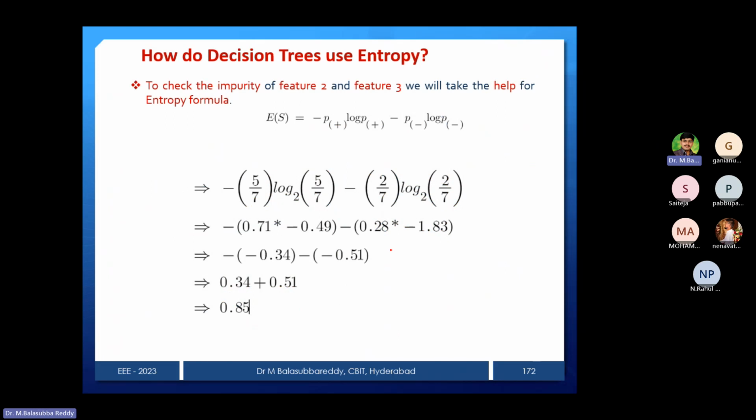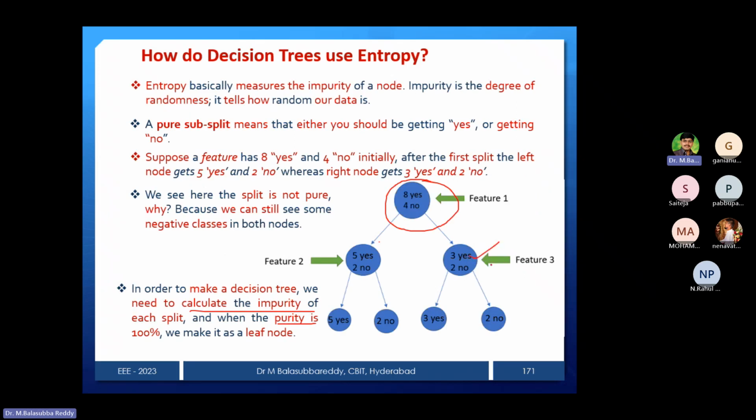Now, to calculate the entropy for each feature, we start with feature 2 and feature 3, and this will help formalize it. We can see in feature 2, as I said, 5 yes and 2 no on the positive side, whereas on the negative side there are 3 yes, and this is feature 3.